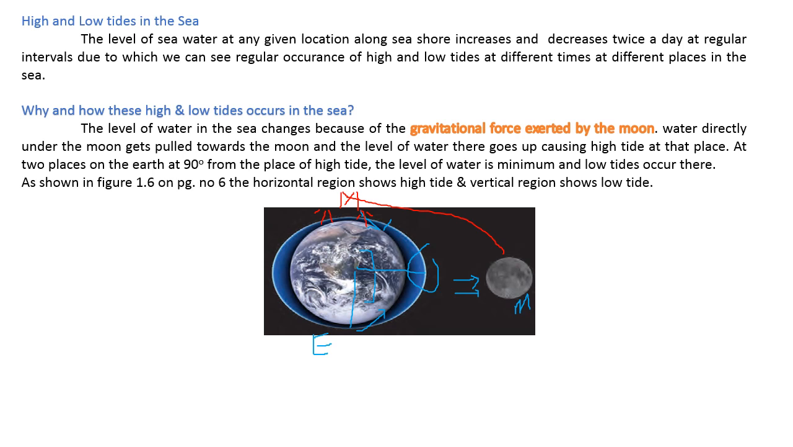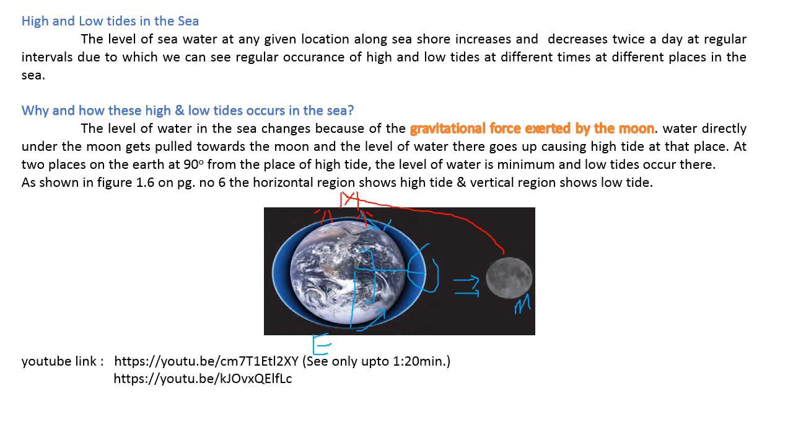If not, just go through the passage properly, and to understand it more clearly, you can visit these two YouTube links. Visit these links and see the videos there, so you will get a clear idea how the high tides and low tides take place. And with this, we have finished the two concepts here. Go through the video properly and study it properly.